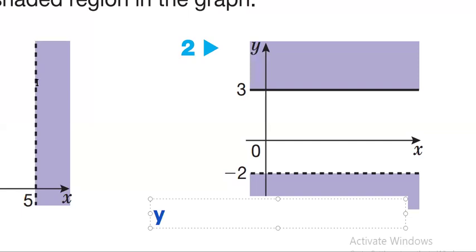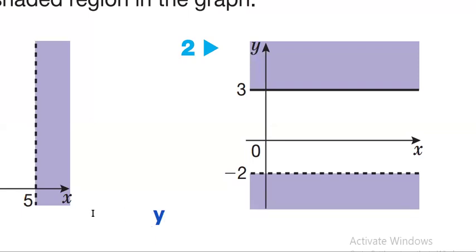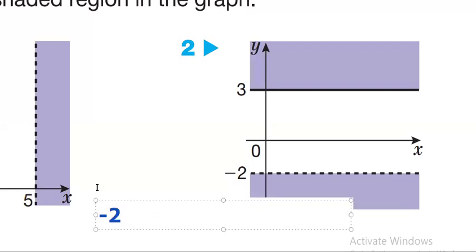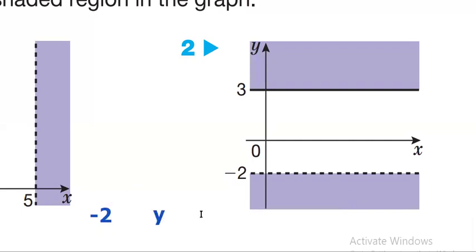Now, after writing the value in the middle, we write the numbers, -2 and 3. And they have to be in order of size. So -2 on this side and 3 on the other side, like this. And the y in the middle, because the region that they want is the one in the middle here.